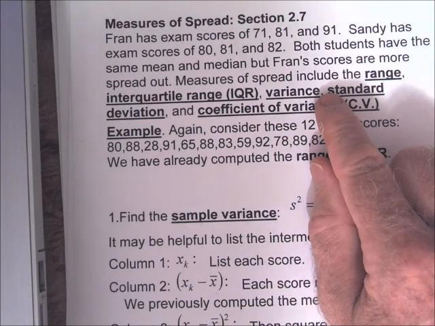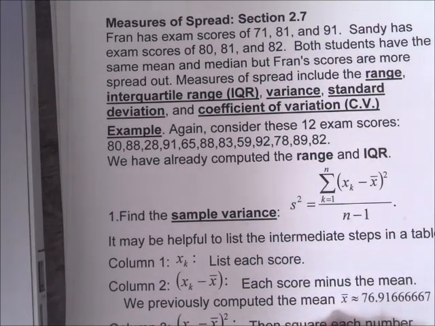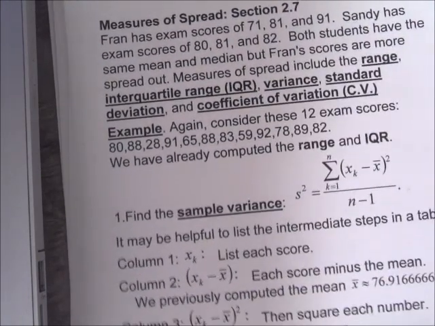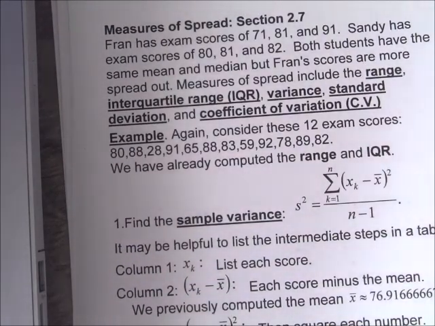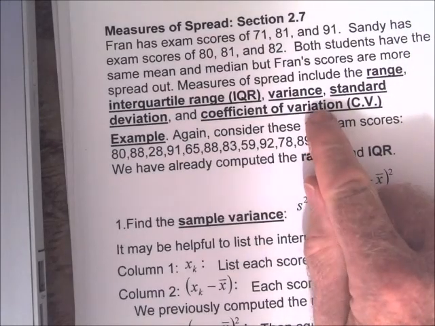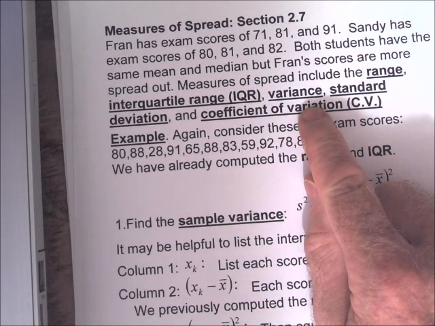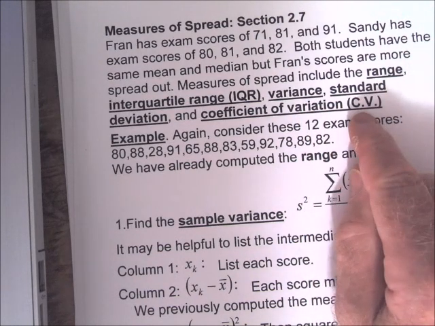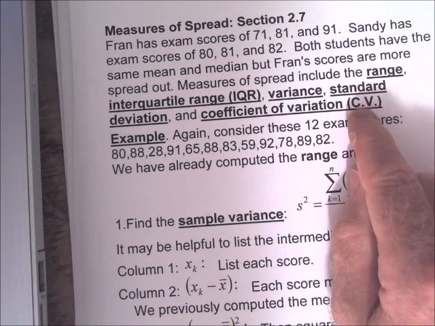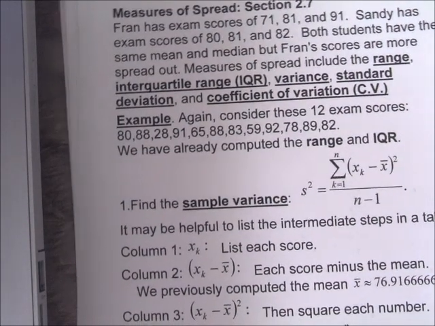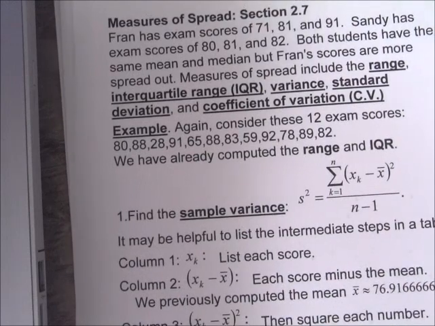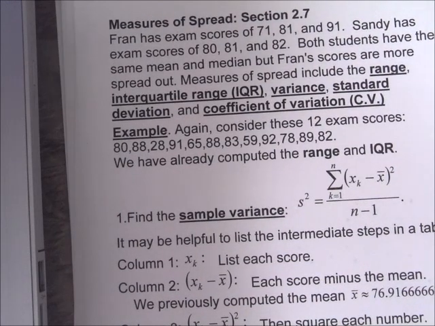So we wanted to take a look at measures of spread, measures that tell us how spread out a data set is. We've already looked at range and interquartile range, or IQR, and now in this video we're going to look at variance and standard deviation and coefficient of variation. These are a little bit harder to compute, but they are very important.